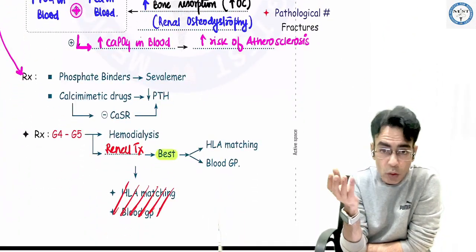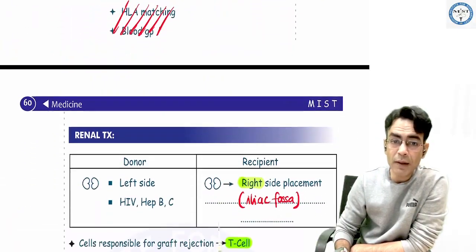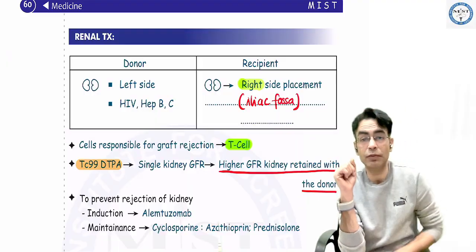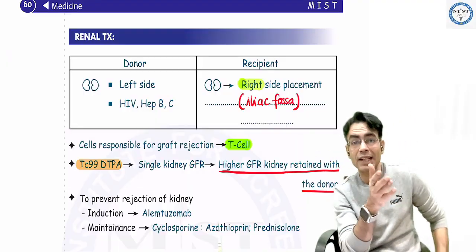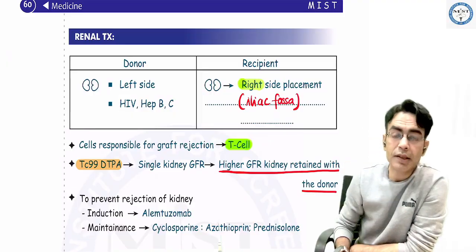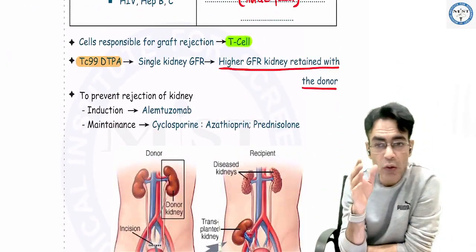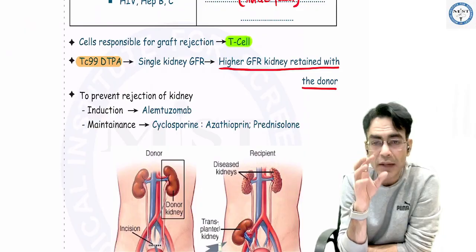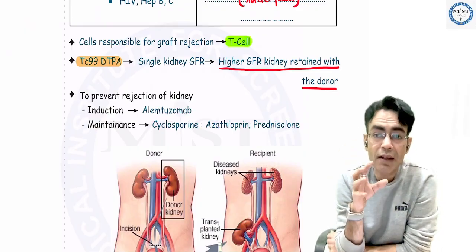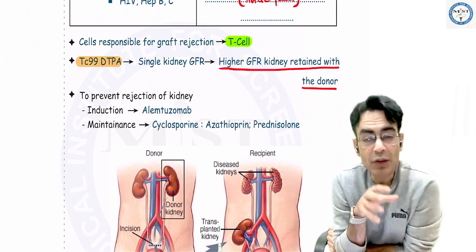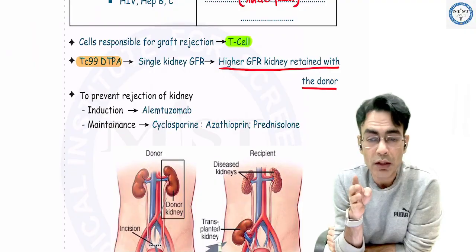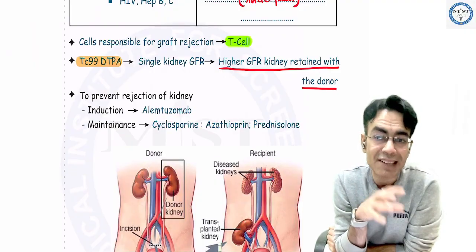For renal transplant, we know that we have to do HLA matching and blood grouping. The donor kidney will be from the left side because of the length of the vessels, and the recipient you put on the right side in the iliac fossa. Okay? It gives proper support to the kidney. The cell responsible for graft rejection, we have done this before, T cells. And you do a technetium-99 DTPA scan for assessing the GFR of each kidney individually. And whichever kidney has more GFR, obviously you do not take out that kidney, that remains with the donor, and you take out the kidney which has less GFR.